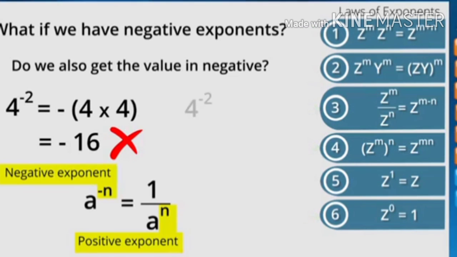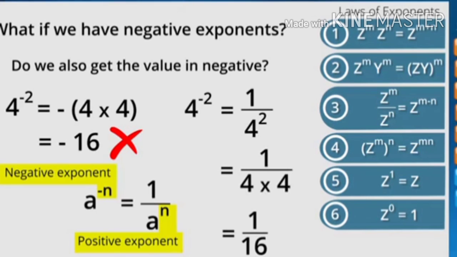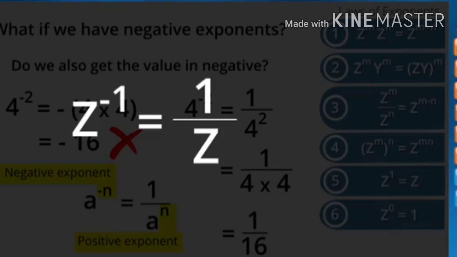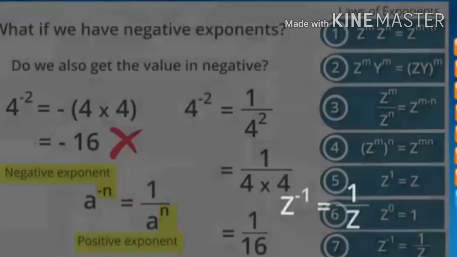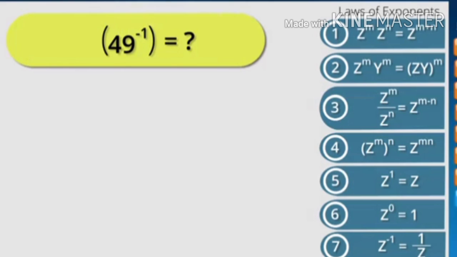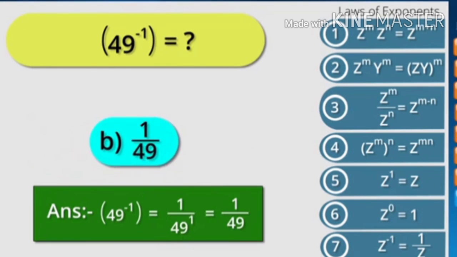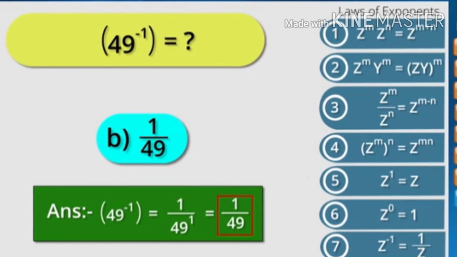So, can we write 4 raised to the power minus 2 as 1 divided by 4 raised to the power 2? Yes, we can. So, in general, z raised to the power minus 1 equals 1 divided by z, right? So, this is our 7th law of exponents. What will be 49 raised to the power minus 1? It will be 1 divided by 49.